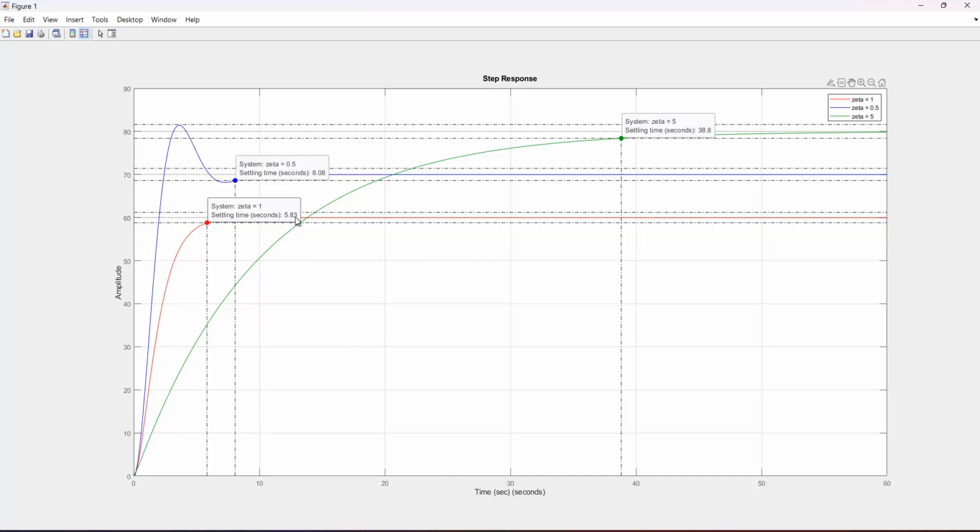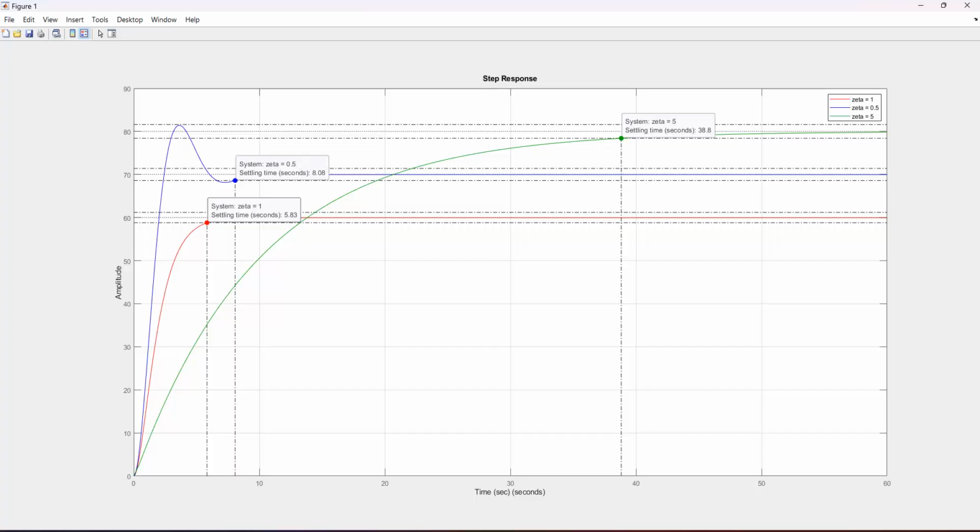Okay, and so the most effective zeta value is 1, because our formula is 4 divided by zeta times Wn, which means that if the Wn is equal, then if this zeta value is bigger than 1, we will have more settling time. But if zeta is smaller, for example 0.5, we will have a long response here, okay?